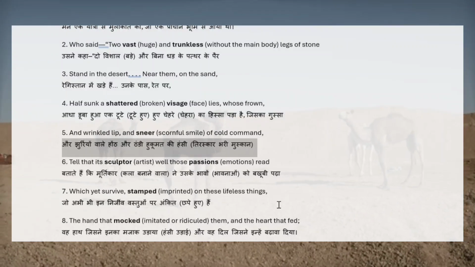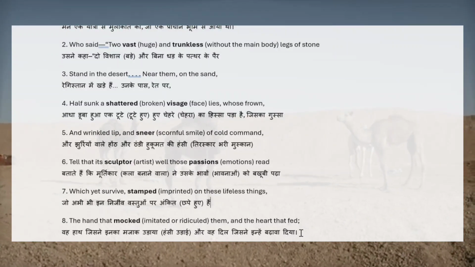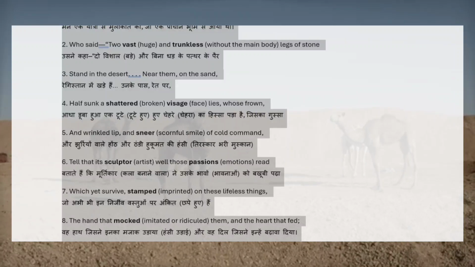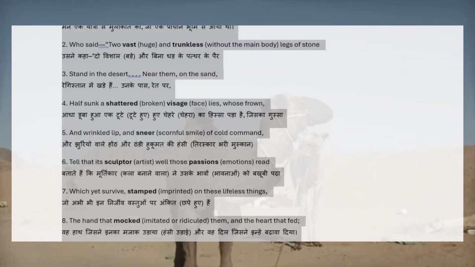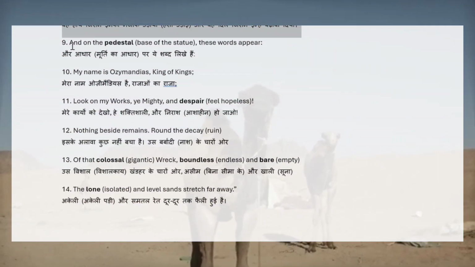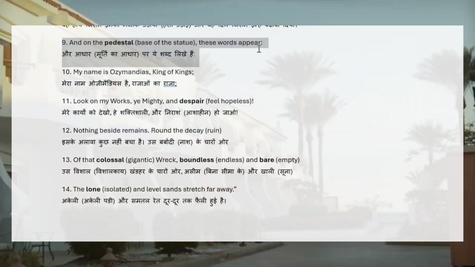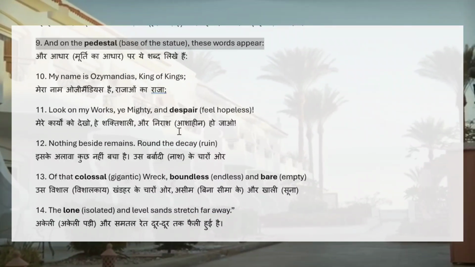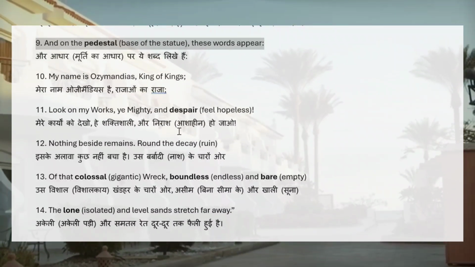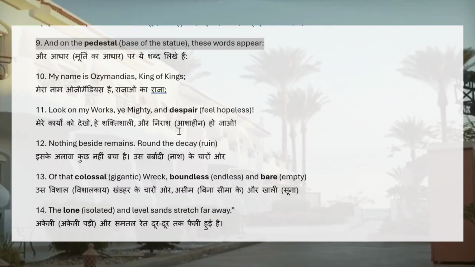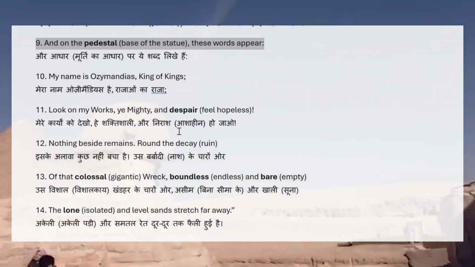This suggests both the power of art to capture reality and the hubris of the ruler who believed their legacy would last forever. Moving on to line number 9. And on the pedestal these words appear, which means on the statue's pedestal, which is nothing but the base or platform on which it stands, an inscription remains boasting of the ruler's former greatness.